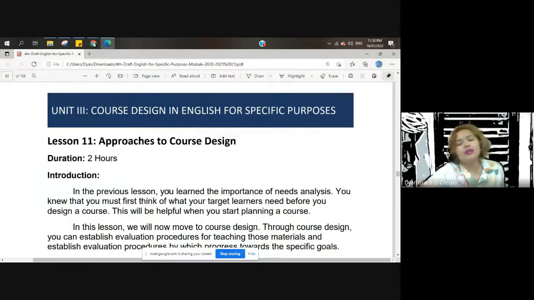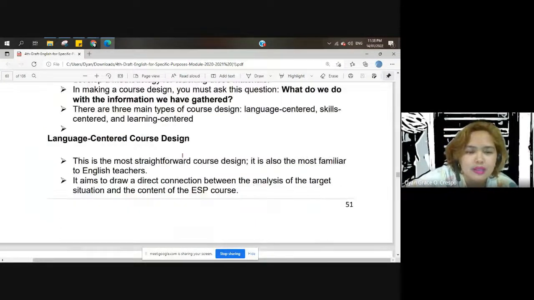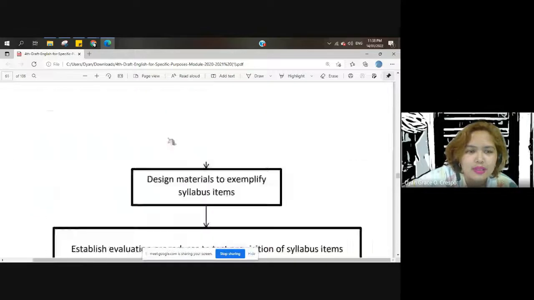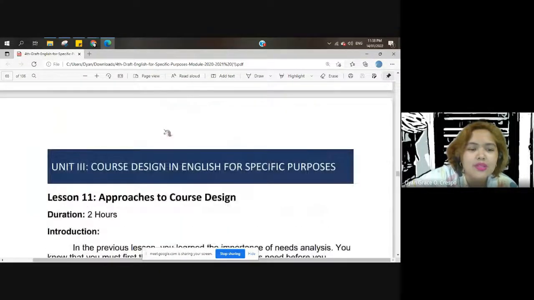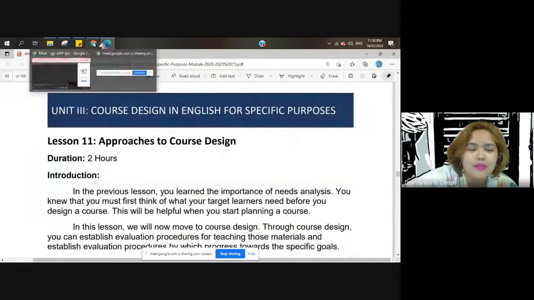Okay. Now, in lesson 11, approaches to course design. Okay. Wait lang ha. Tingnan muna natin. Wait lang. I think I need a break. We shall resume with lesson 11.